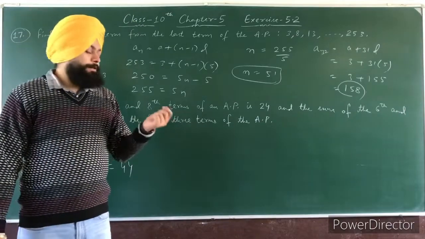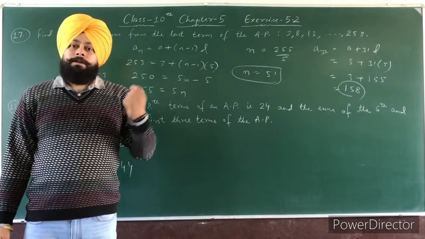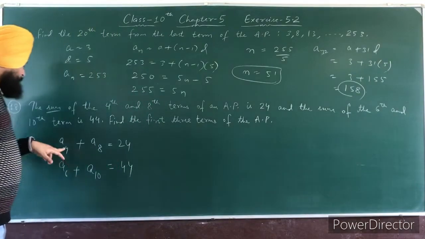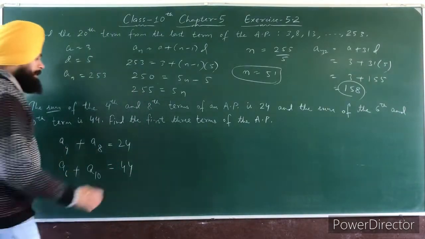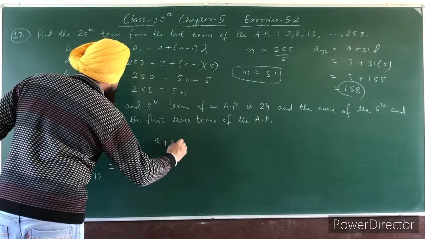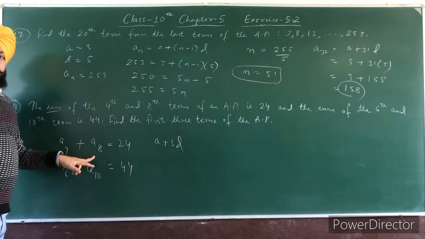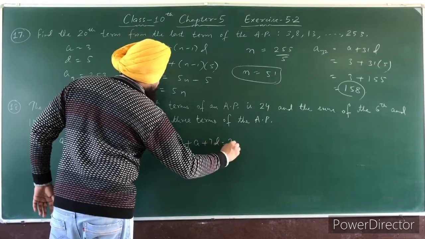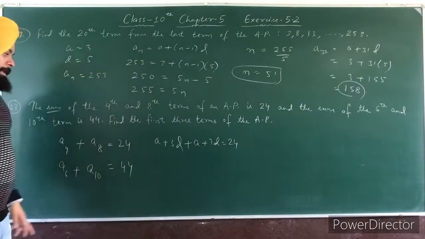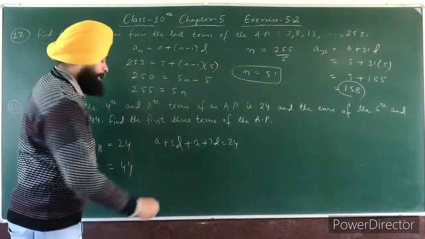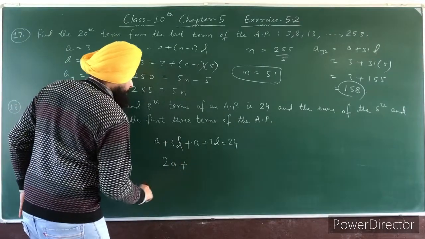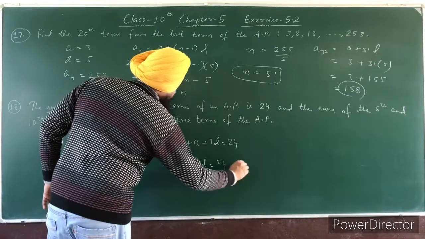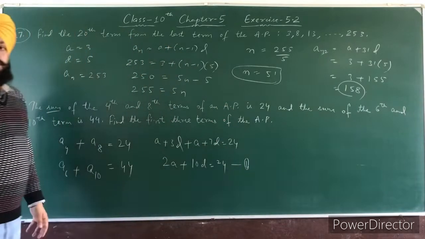So to find the first 3 terms of the AP, we need to find the first term A and the common difference D. So what is A4? A4 is written as A plus 3D. And A8 is written as A plus 7D, is equal to 24. Now what is A plus A? A plus A is 2A. 2A plus 3D plus 7D is 10D, is equal to 24. So take this as equation number 1.